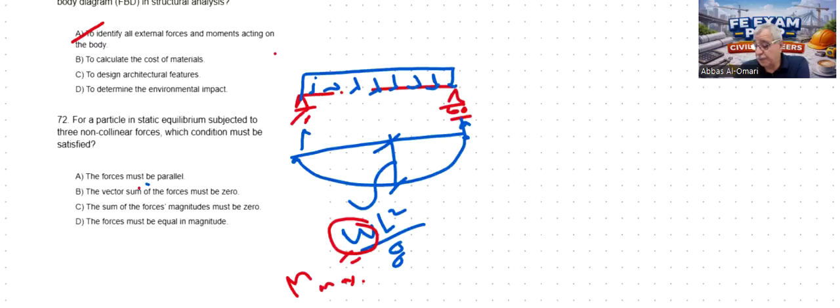The sum of the forces' magnitude must be zero? It is not only the magnitude. We also have to look at the direction. The forces must be equal in magnitude? This is not correct. So the correct answer is B. The next question.